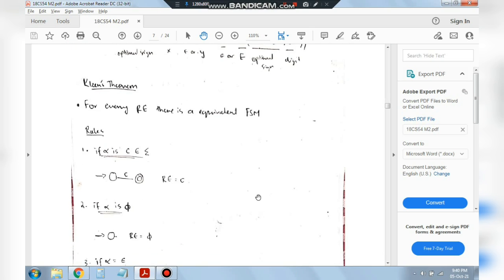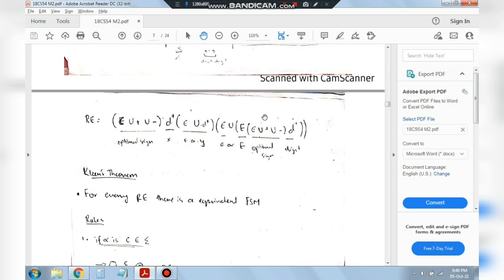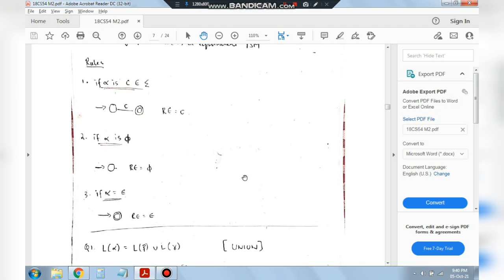Moving on, we have Kleene's theorem. So what does Kleene's theorem say? For every regular expression, there is an equivalent finite state machine. So given a regular expression, we can form a finite state machine. Let's see what are the basic rules.